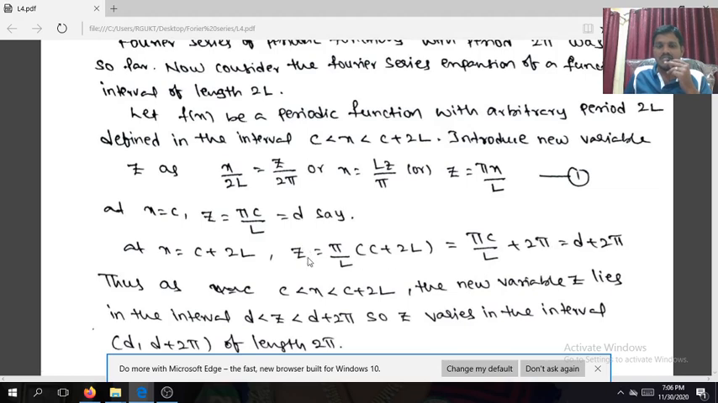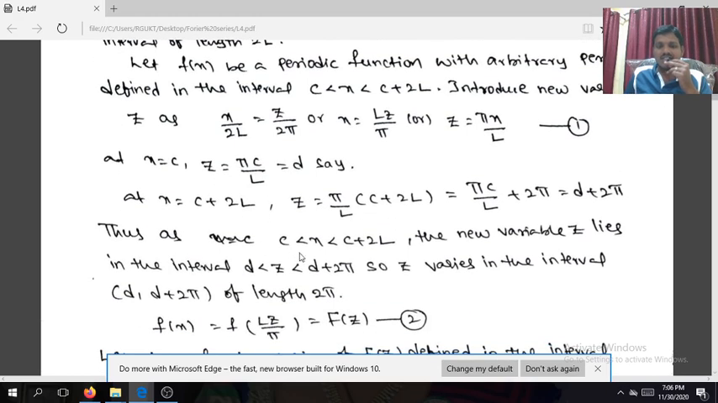So what are the new limits of z here? Thus, as c less than x less than c plus 2l, with the new variable z lies in the interval d less than z less than d plus 2 pi. Is it clear or not? By taking the substitution, the values of x in the interval c comma c plus 2l are the same as the values of z in the interval d comma d plus 2 pi. So z varies in the interval d comma d plus 2 pi of length 2 pi.